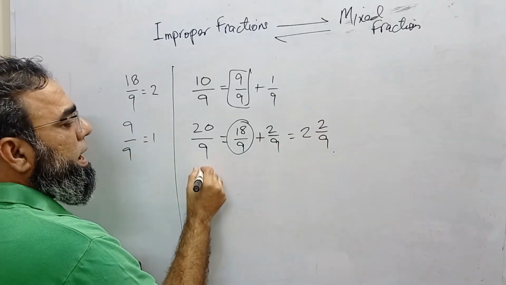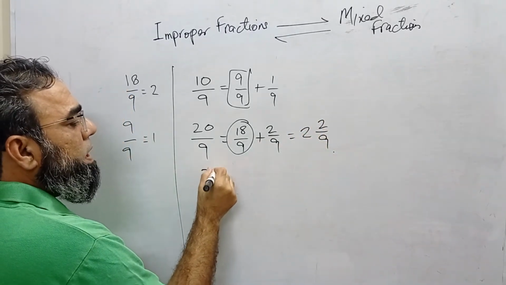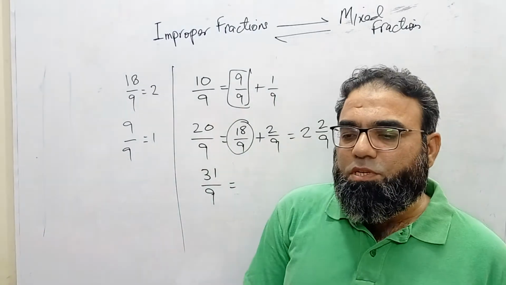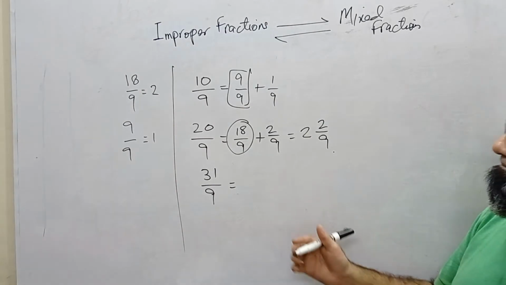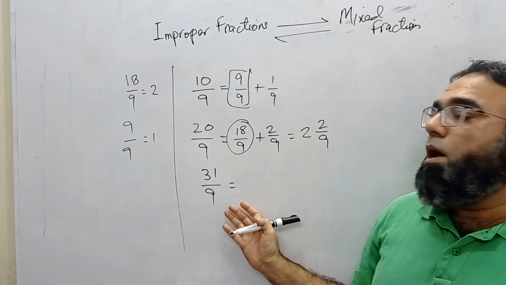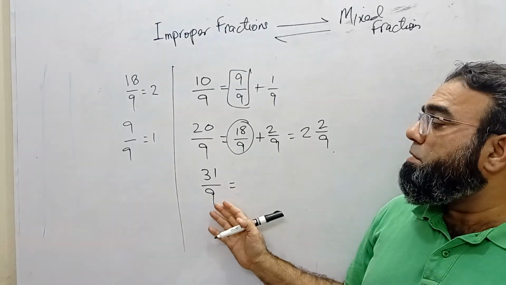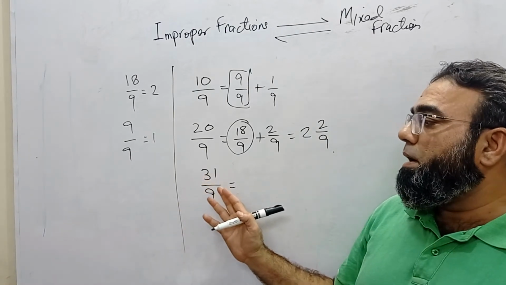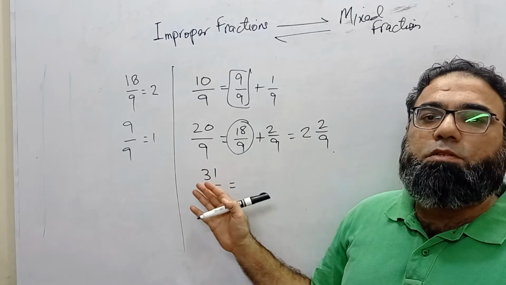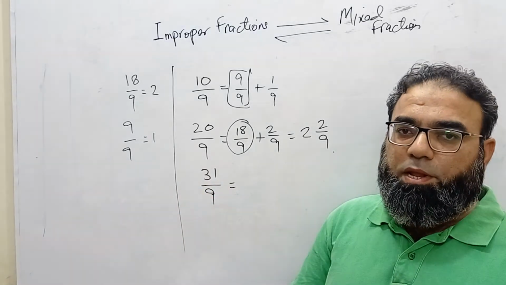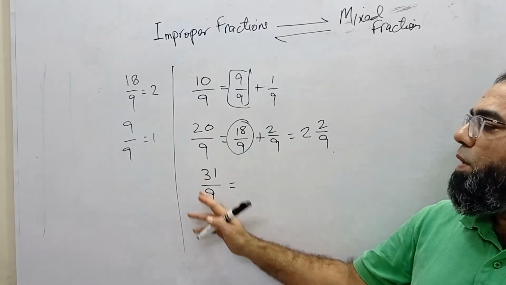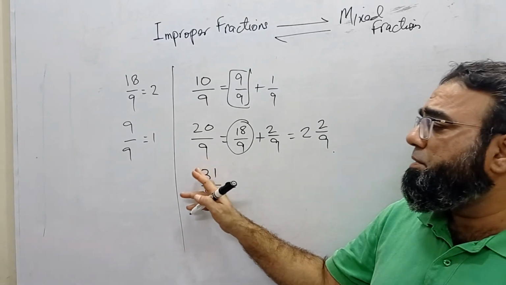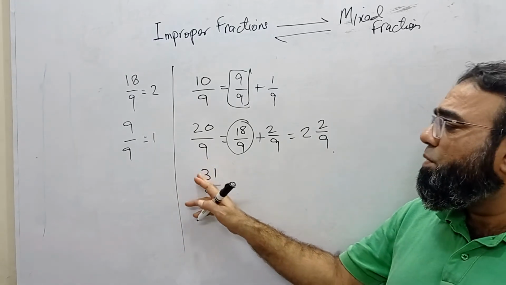Now suppose I have 31 over 9. You try it out first yourself and then I'll tell you. You have to read out the table of 9. Guys, you have to be very good at tables, by the way, if you want to be really good at these fractions. So 9 1 times is 9, 9 2 times is 18, 9 3 times is 27, 9 4 times is 36.